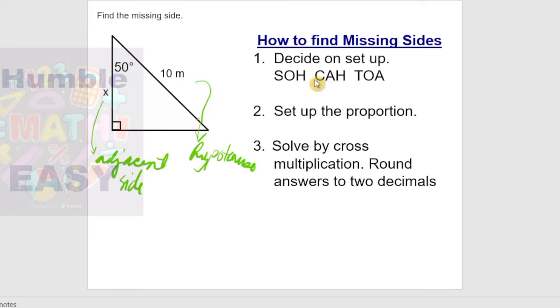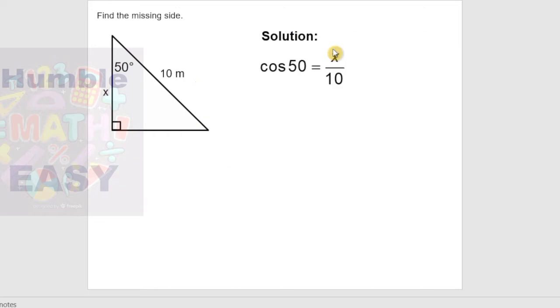So to choose among the three, the CAH here stands for having the adjacent side and the hypotenuse side. So we could make use of the CAH, which means cosine is equal to adjacent over the hypotenuse. So cosine 50 degrees is equal to x, the adjacent is x, and the hypotenuse is 10. So x over 10. So that is how to decide the proportion that we have.